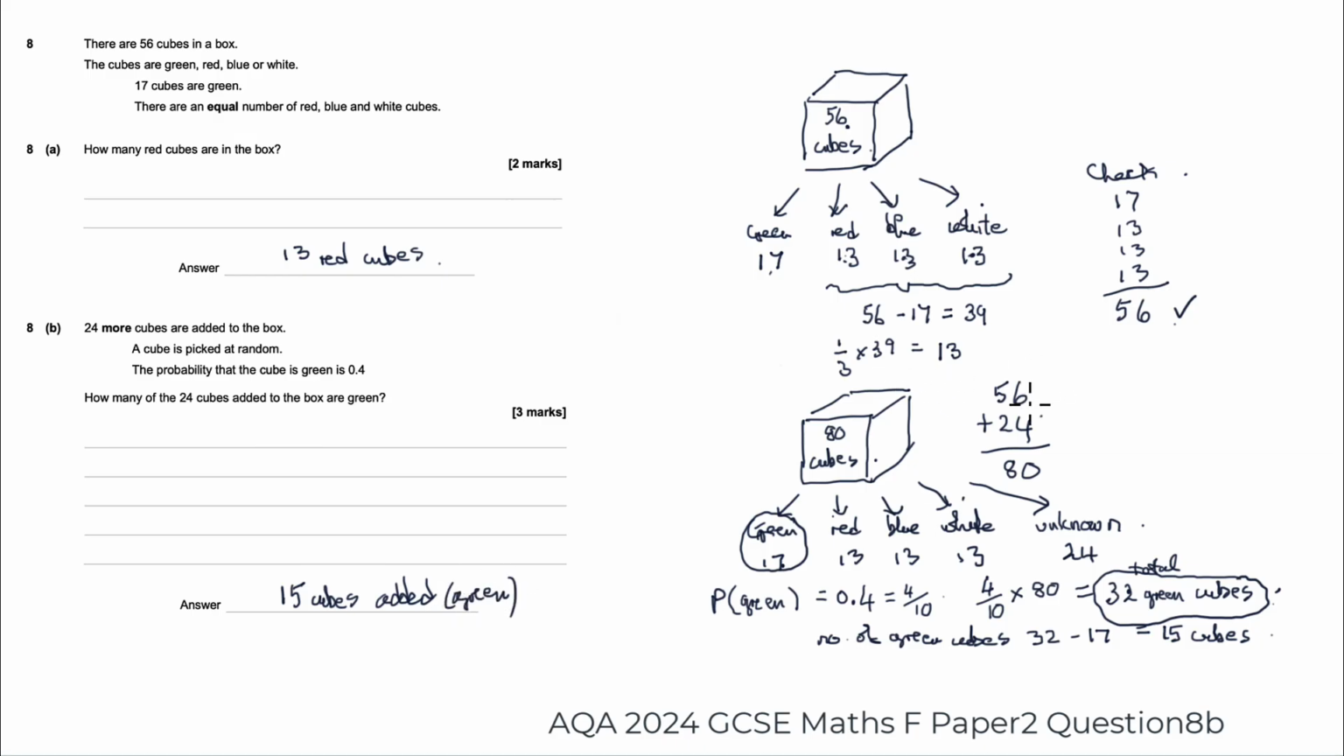And they'll expect to see this 80 total, they'll expect to see this 4/10 of 80, 32, and they'd expect to see the 32 minus the 17 to get you 15. So that's the working that you should show.